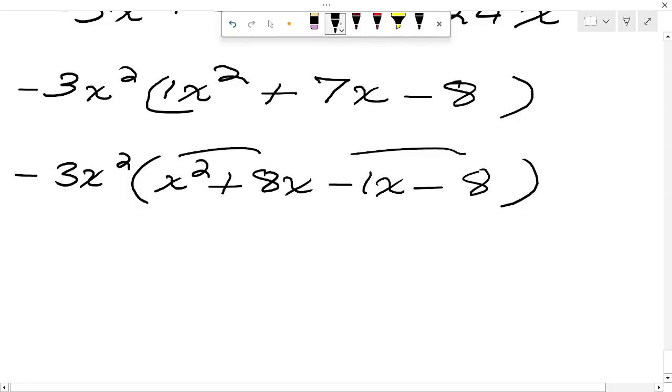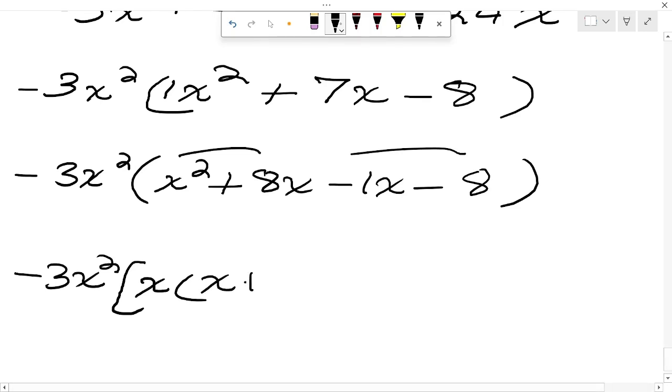Now what will we do? We will take common between these two. So the common is x. So I'll write negative 3x square. Then I'll use this bracket, and so I'll take the common value, which is x. So x bracket x plus 8. This is my first value.